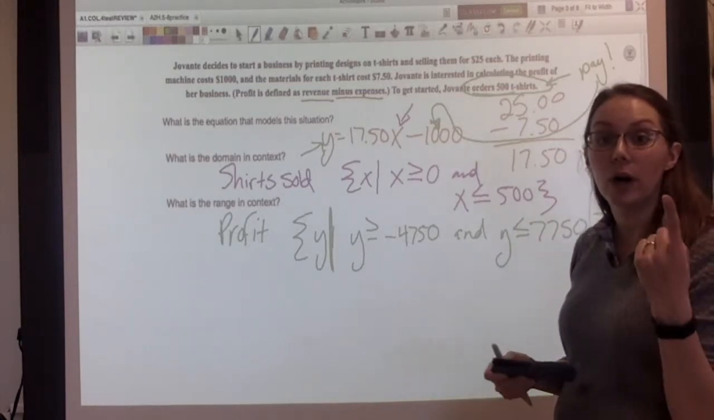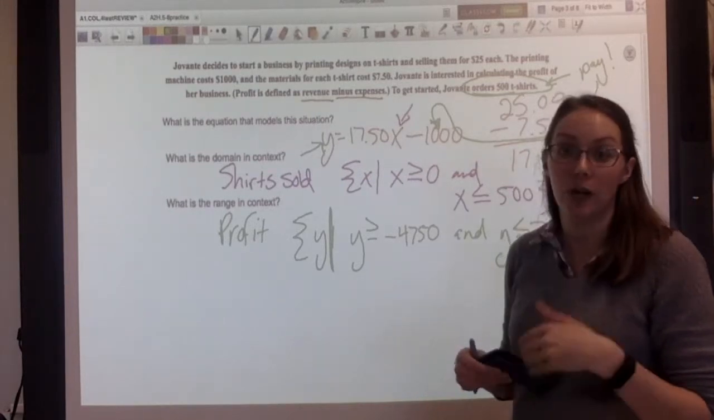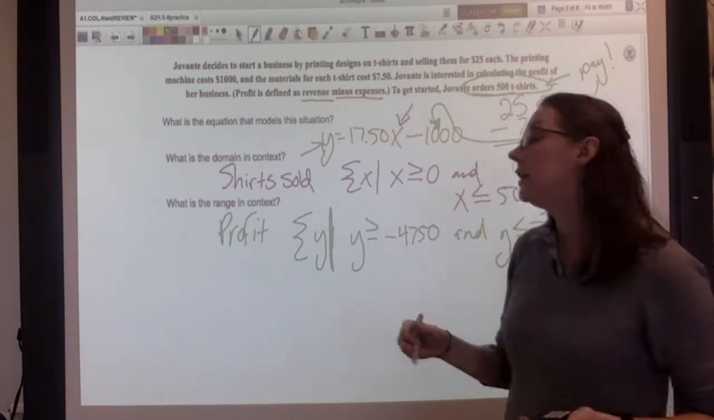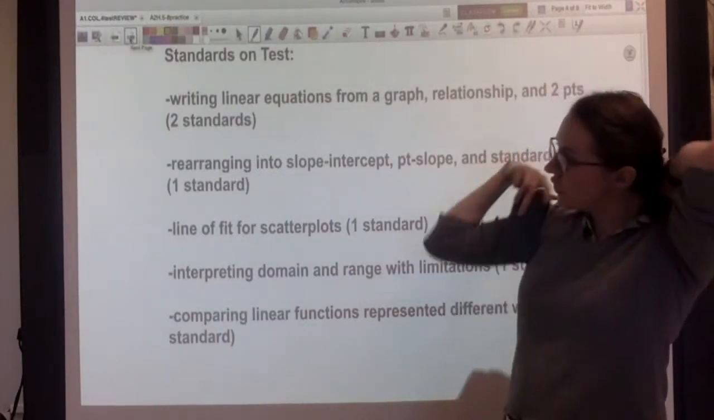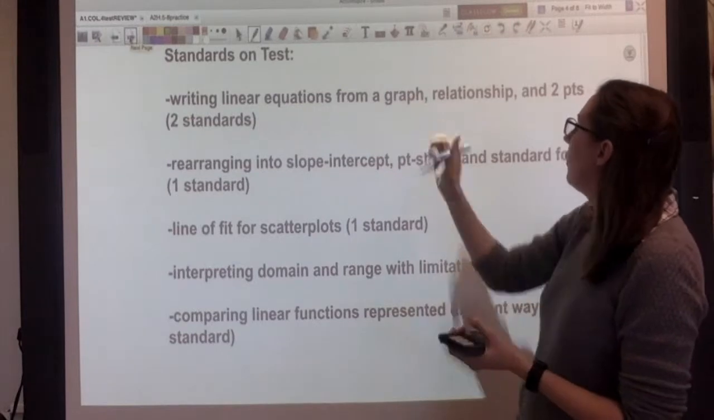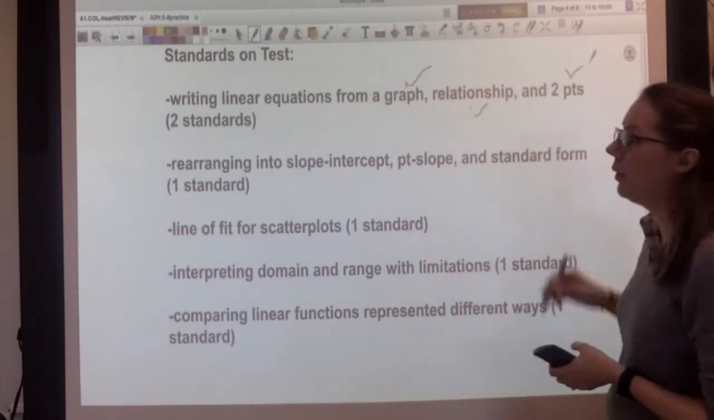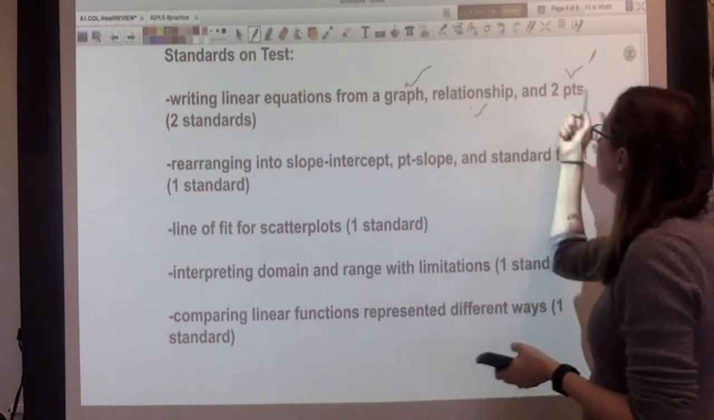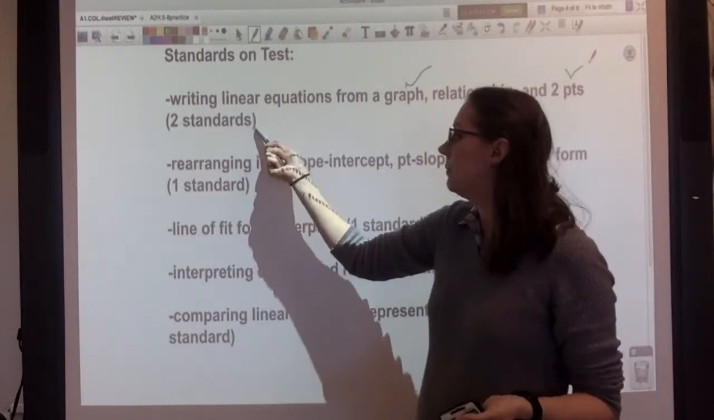I will do one more problem on Friday before you take your test, just to refresh your memory a little bit and make sure any questions you have are clarified. So, let's move on. On your test, you're going to be asked to write linear equations from a graph, from a relationship, which is a word problem, and from 2 points, okay? This whole situation represents 2 standards. These standards were covered on your quiz already.